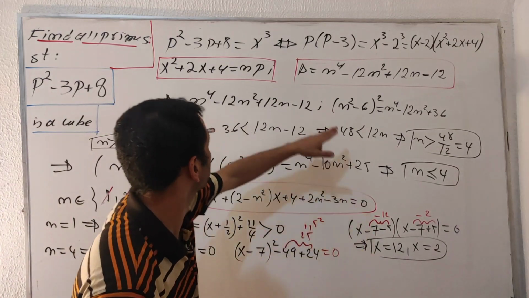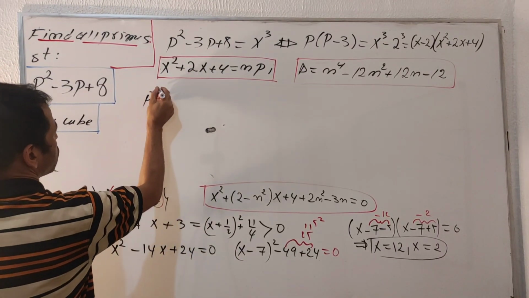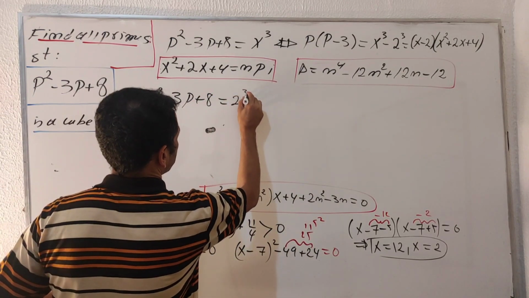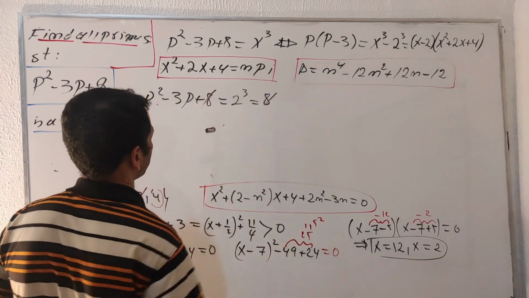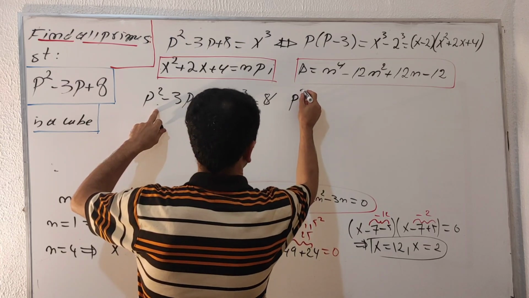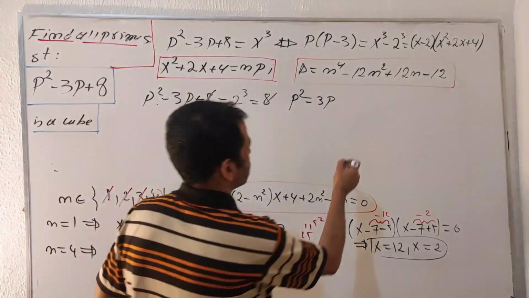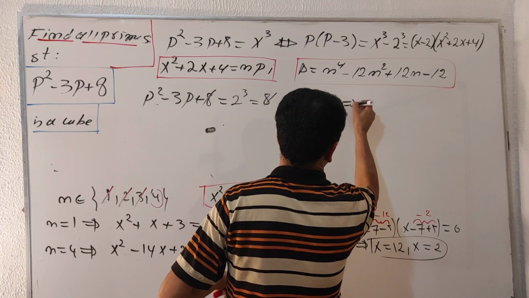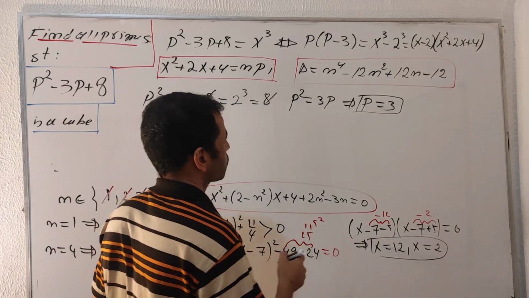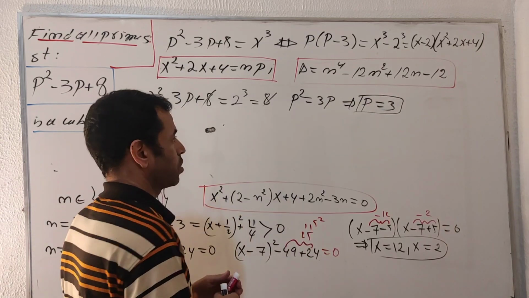Let's plug this information into the original equation to find p. So we get here p squared minus 3p plus 8. First solution, I get 2 cubed, which is 8. Cancel out 8 from the left and the right. We get p squared equals 3p. Dividing both sides by p, because p is a prime, p equals 3. Okay, since p is a prime. So this is the first solution.